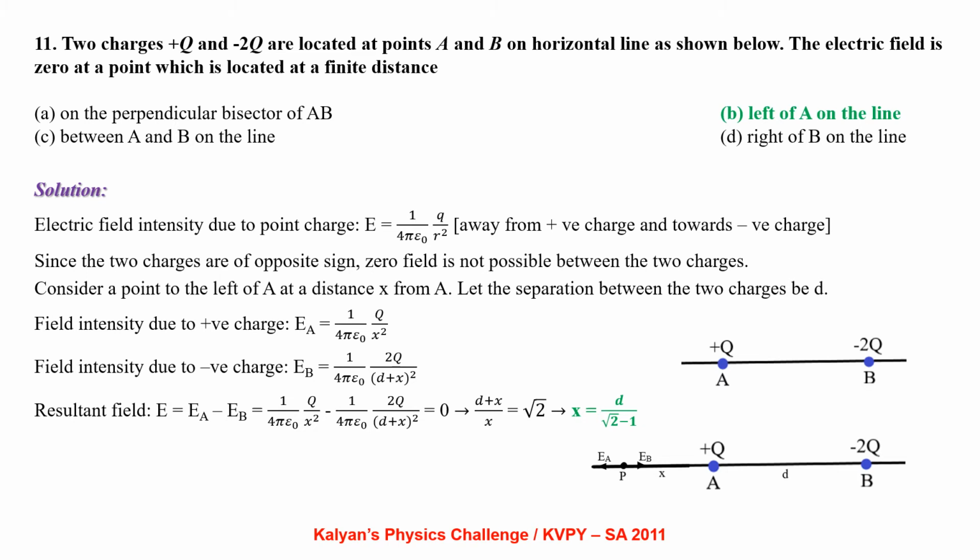Since the two charges are of opposite sign, zero field is not possible between the two charges. Consider a point to the left of A at a distance x from A. Let the separation between the two charges be d. Field intensity due to positive charge EA equal to 1 by 4 pi epsilon naught Q by x square. Field intensity due to negative charge EB equal to 1 by 4 pi epsilon naught 2Q by d plus x whole square. The resultant field EA minus EB equal to 1 by 4 pi epsilon naught Q by x square minus 1 by 4 pi epsilon naught 2Q by d plus x whole square. It is 0 when x equal to d by root 2 minus 1.